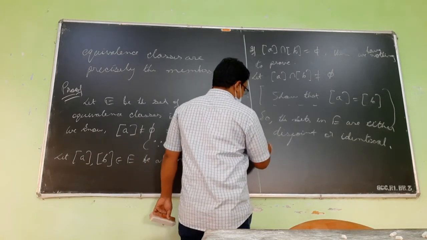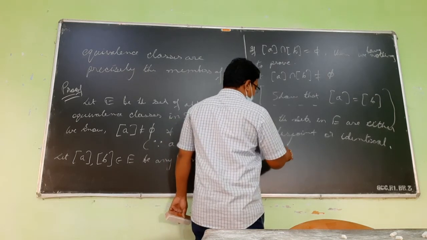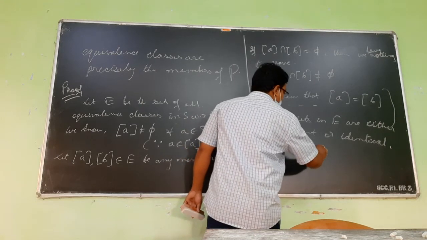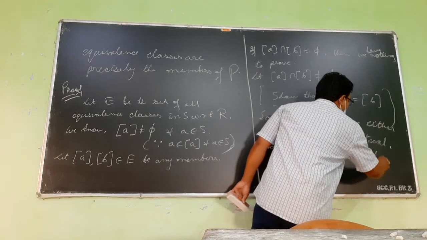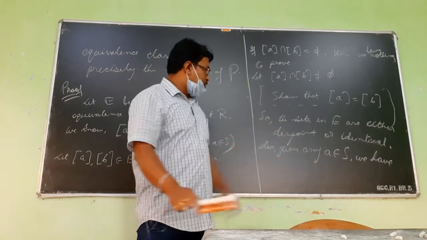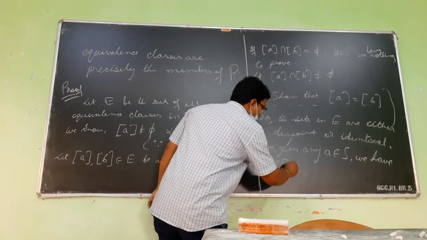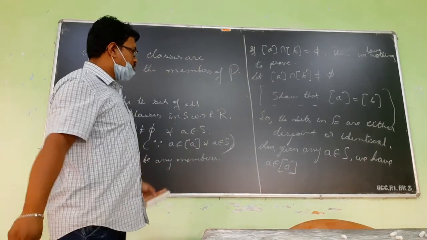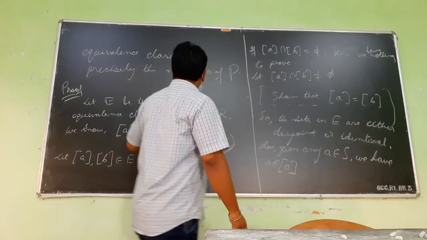Okay. Also, given any A inside S, we have... So now I have to show that their union is equal to S. Okay. So we have A belongs to equivalence class of A. Given any A in S, we have A belongs to equivalence class of A. Okay.